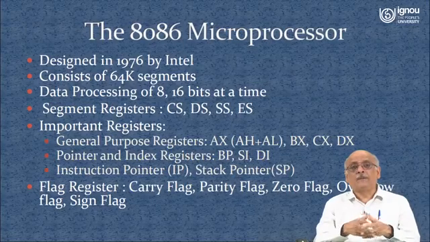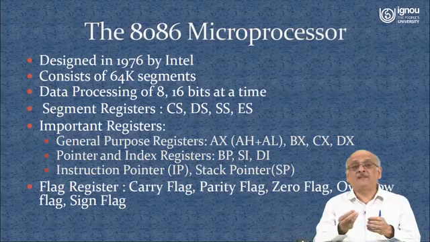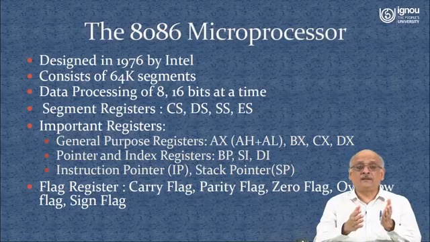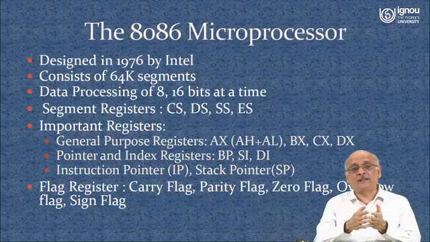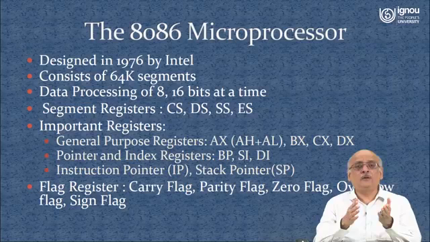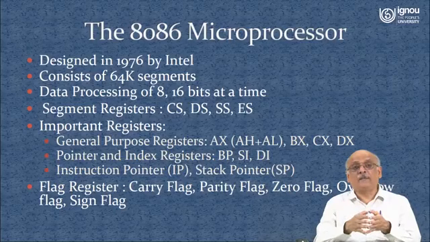The 8086 microprocessor, as I told you last time, was designed in 1976, but it is one of the fundamentally very important processors, and it has been in use since then. Its family still uses a similar kind of concept. Therefore we are going through this particular processor. If you want to learn the latest processors, this may be a good starting point.